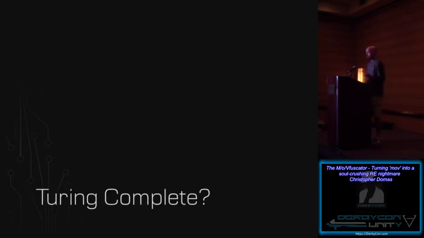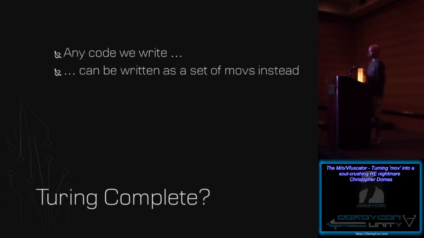But what does that mean? Well, it means that any code that we write could be written as a set of moves instead, and absolutely nothing else. But the more you think about that, the more impossible it seems. When you think of all the incredibly complex things our code has to do, like arithmetic and comparisons and branching and function calls and exception handling, you're telling me that we can do all of that with just moves? That seems impossible. But if move is Turing complete, then it has to be true.